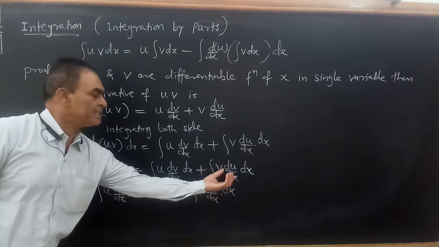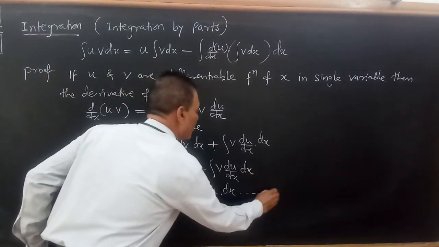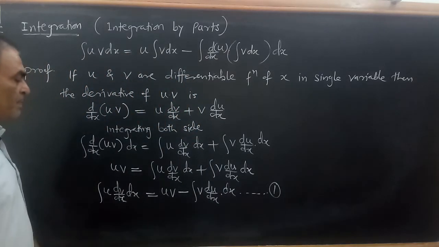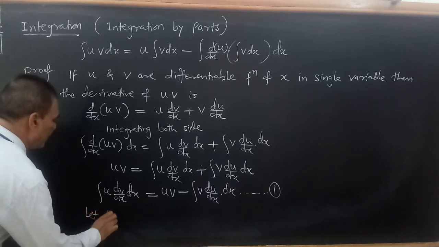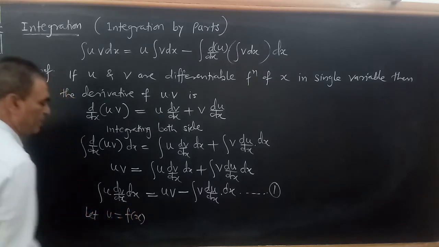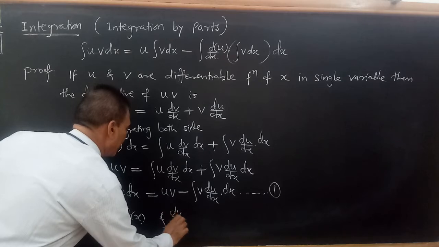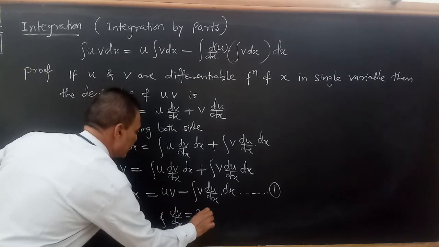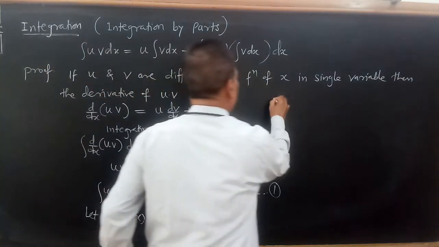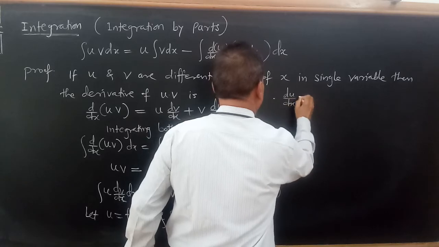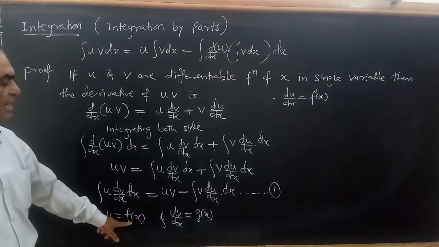Okay, I have transferred this second term to the left hand side, and written it in this way. Give this equation number 1. And you can suppose or let u is nothing but f of x, and dv by dx is nothing but g of x. Therefore, du by dx is equal to f dash x. Derivative of u with respect to x is f dash x.